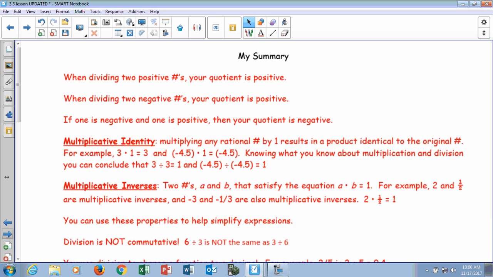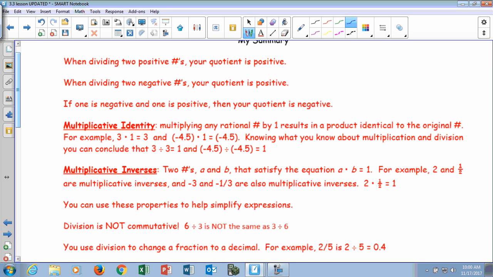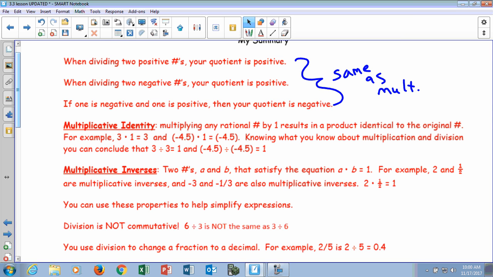And then we learned if one is negative and one is positive, when we divide them, our quotient would be negative. So again, these guys right here had the same kind of rules as multiplication, right? Just talking about dividing. We learned about the multiplicative identity, which said when you multiply any number times 1, it's itself. We learned about the multiplicative inverse, which means when you multiply a number by its inverse, its reciprocal, we always get 1. Okay? And you can use these properties to help simplify expressions.